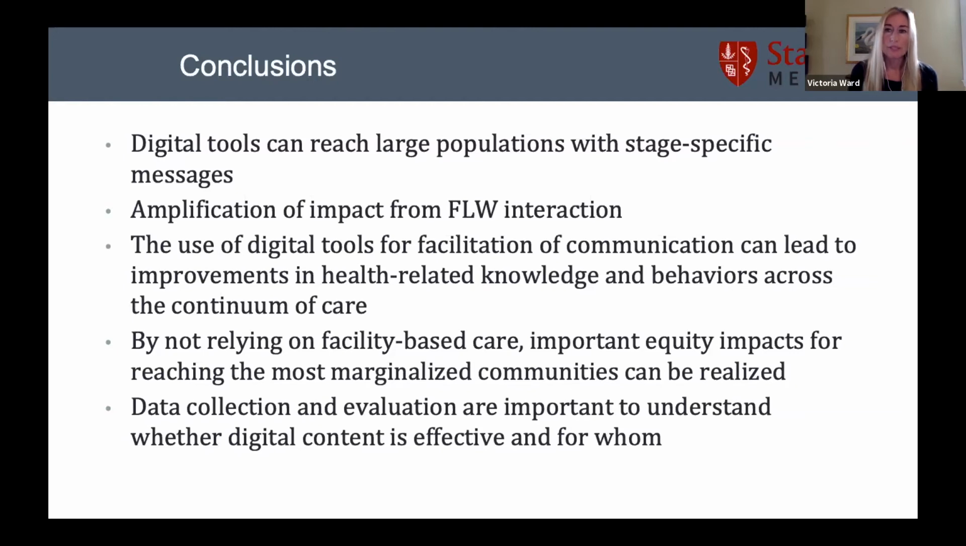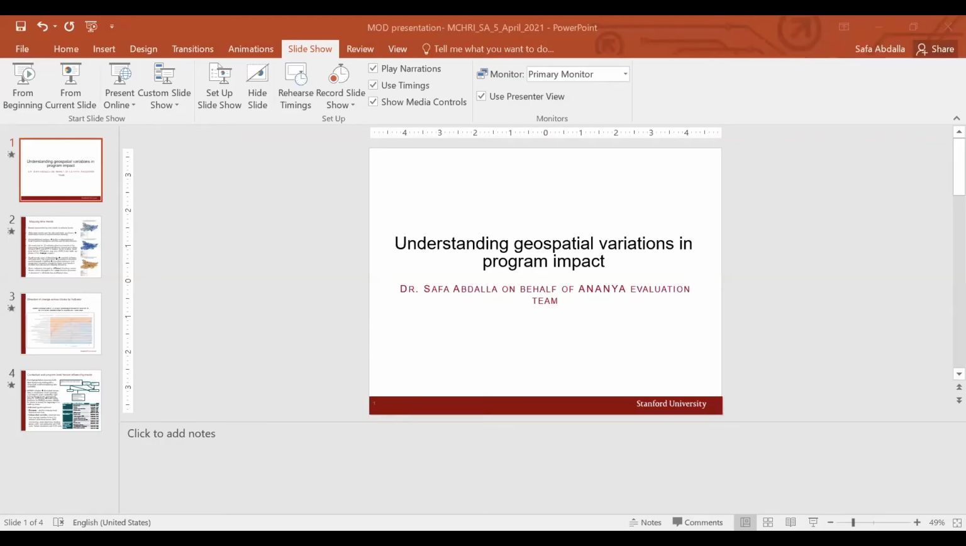But for now, I'll send it over to Safa, who's a wonderful member of our team. She's a public health researcher and a medical doctor by training. And she is an epidemiologist, and she's going to share on our geospatial analysis. Thank you, Vicki.